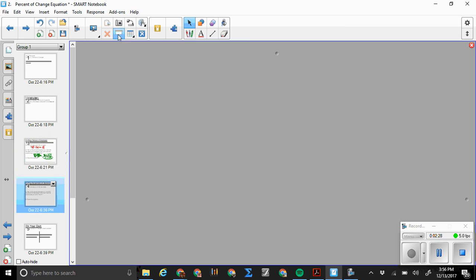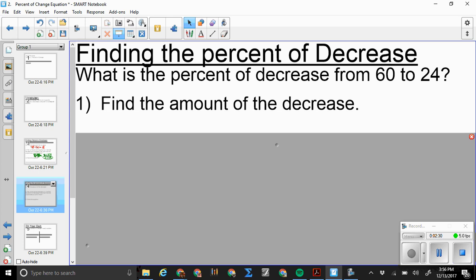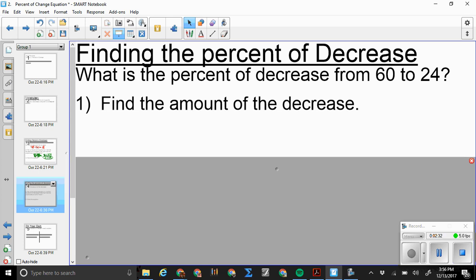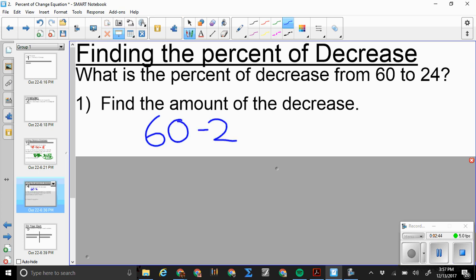We will also deal with the percent of decrease. Same procedure, but now we're looking at how much we go down by. So the decrease from 60 to 24. We'll just take the original and subtract the new amount. We get a decrease of 36.